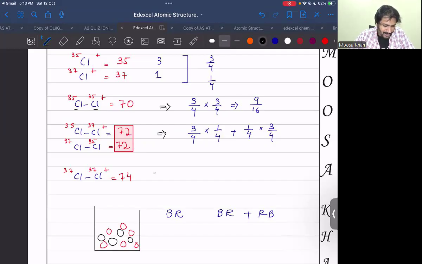Okay. What about the third molecular entity? It should be 1/4 into 1/4, which is 1/16. If you solve this, it should be 3/16 plus 3/16, that would give you 6/16.